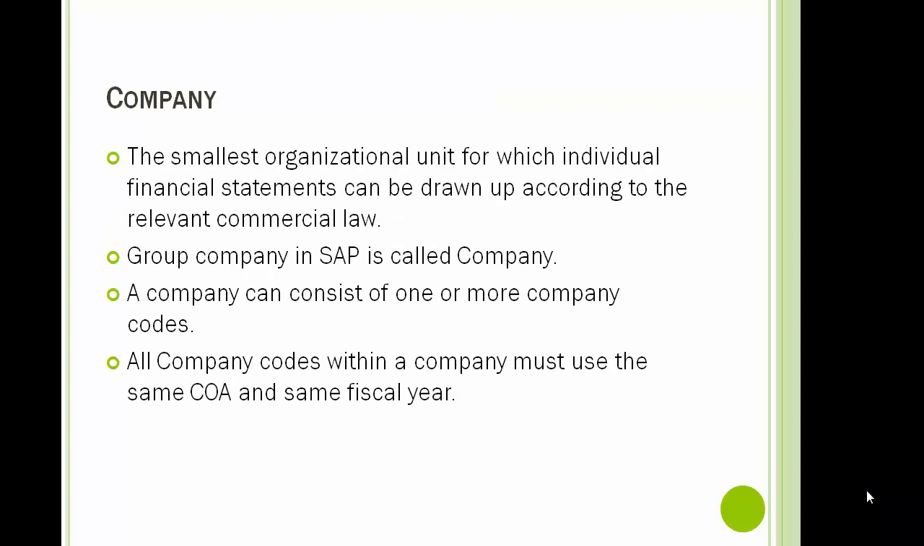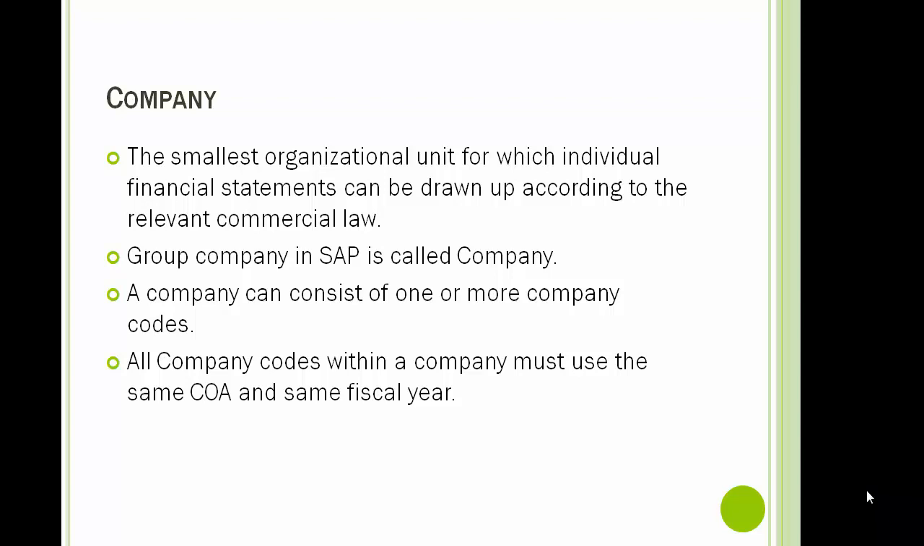Company is the smallest organizational unit for which individual financial statements can be drawn up according to the relevant commercial law. Group unit or group companies in SAP is called company. A company can consist of one or more company codes. All company codes within a company must use the same chart of accounts and the same fiscal year.